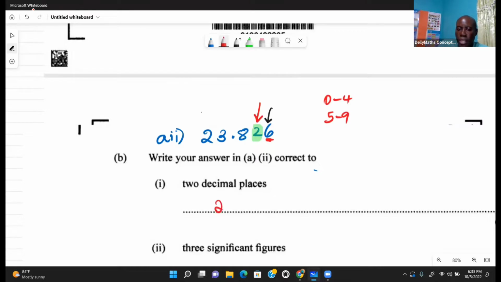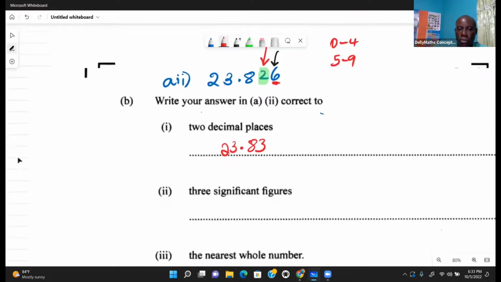So the answer is 23.83 to 2 decimal places. Be advised that you can't just write 83 and move on. You have to think about what you're being asked to do. 23.83 would be the correct answer.